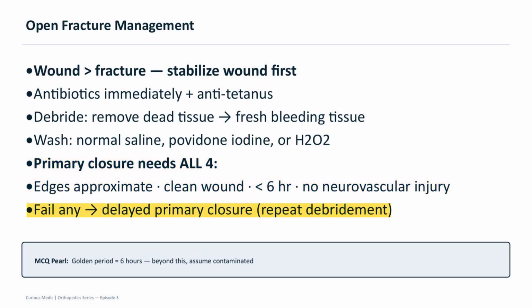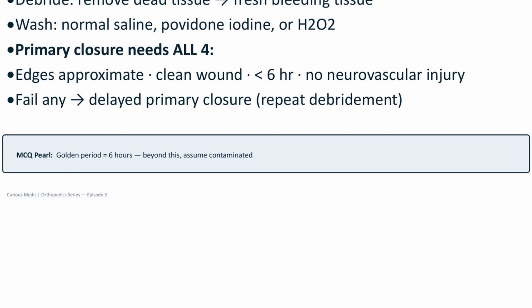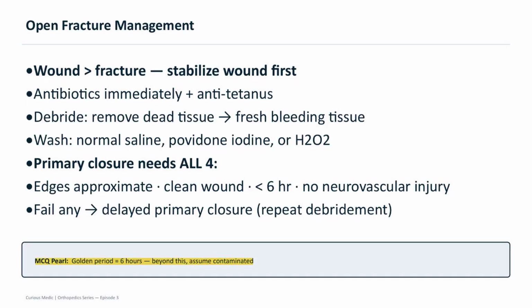If any one of these conditions fails, if the wound is older than 6 hours, if the edges do not come together easily, if there is a neurovascular injury, or if you are not fully satisfied with your debridement, do not close it. Instead, opt for delayed primary closure. You repeat debridement once or twice over the next few days and close the wound only when you are confident it is clean and safe. The golden period of a wound is 6 hours. Beyond 6 hours, you assume the wound is contaminated.